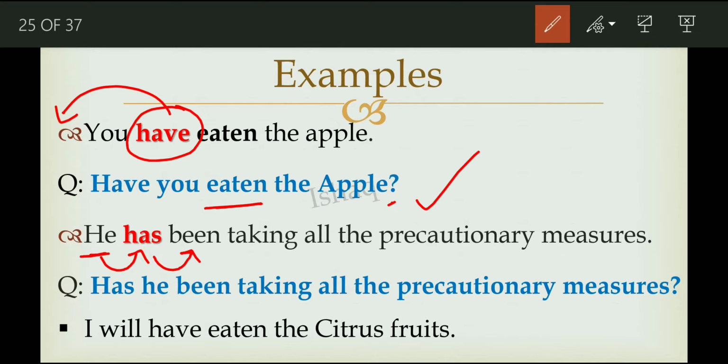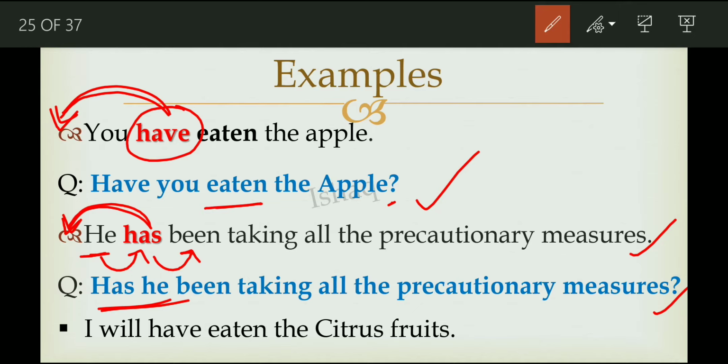So now try to write the question form of this particular sentence. So simply bring this helping verb in front of the subject. So has he been taking all the precautionary measures, question mark, and that is correct. So till here there should not be any doubt. Simply what we are doing, after knowing how to write the perfect tense examples, is bringing that helping verb in front of the subject. Simply has or have in front of that subject. Has he been taking? So hope it is very clear. If it is not, pause the video, go back and listen again. So we'll go to the next point.